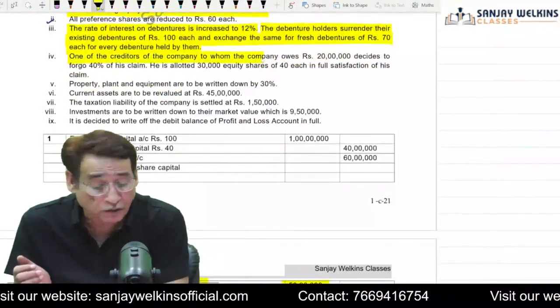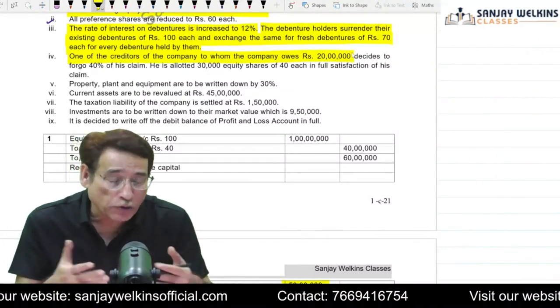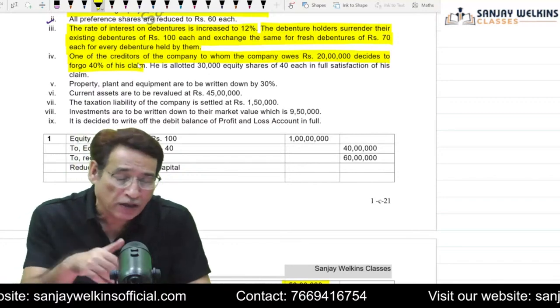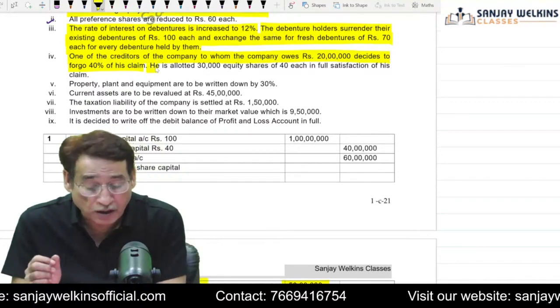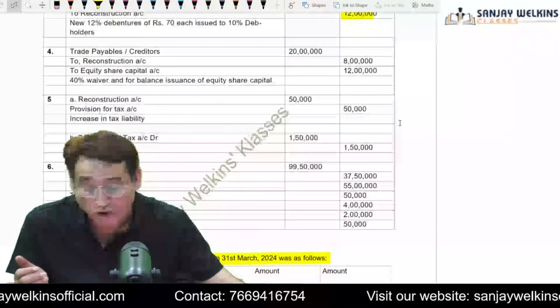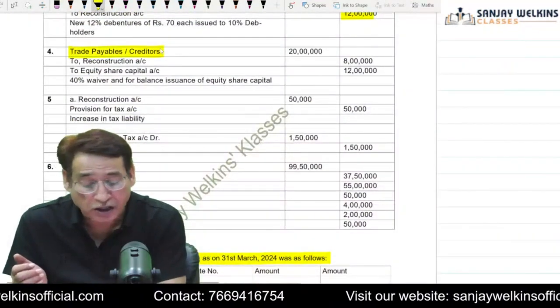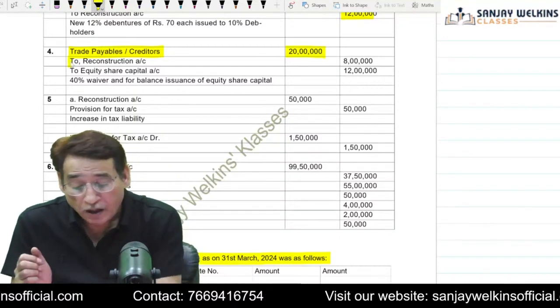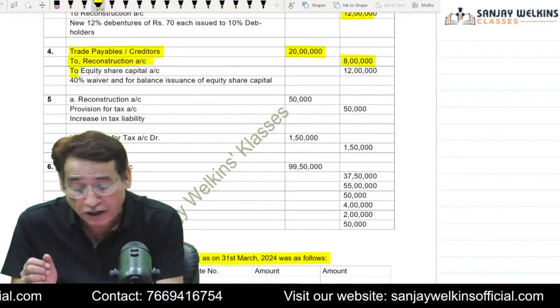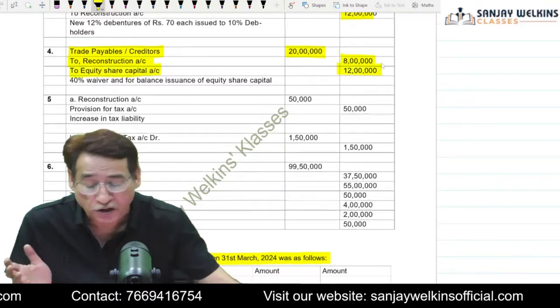One of the creditors of the company to whom we are supposed to pay 20 lakh decides to forego 40% of the claim. That 40% will be taken to the reconstruction. For the balance 12 lakh, we will issue them equity share capital. Almost the same question we did in the last session. Trade creditors, 20 lakh to reconstruction because they have foregone 40%, and for the balance, we have issued them equity share capital.